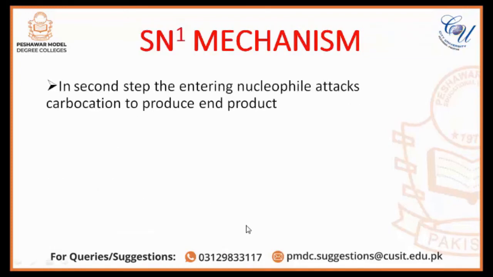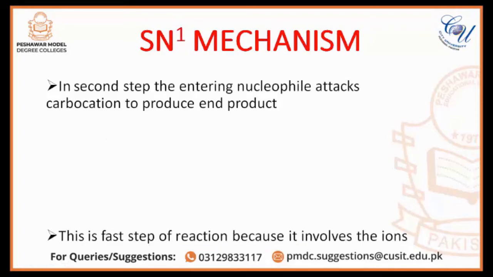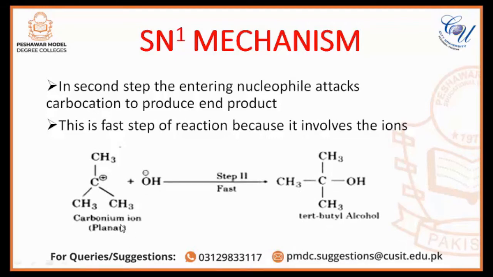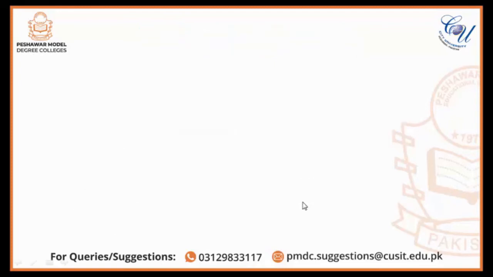In the second step, the entering nucleophile attacks carbocation to produce end product. This step is fast because it involves the ions. The carbonium ion, that is carbocation, reacts with a nucleophile OH in a second step and gives us tertiary butyl alcohol. So it is the end product of the SN1 mechanism.